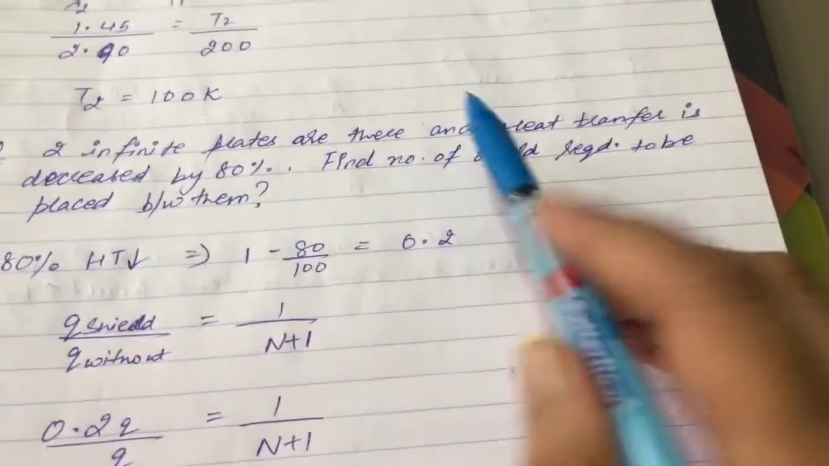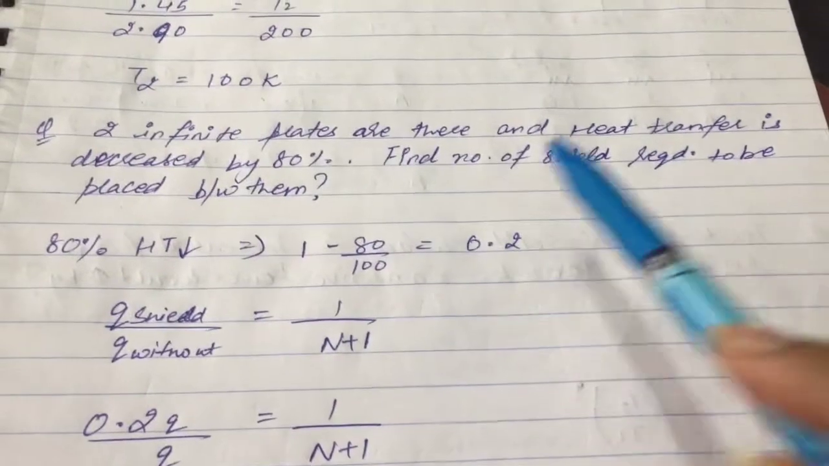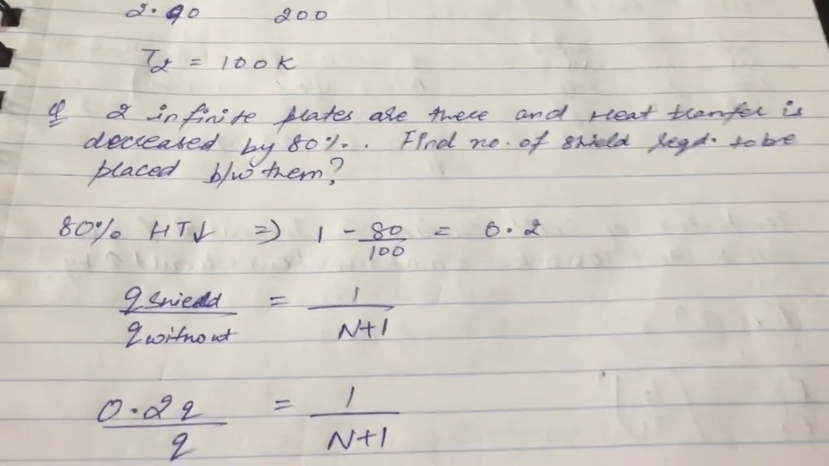Next question is, two infinite plates are there and the heat transfer is decreased by 80%. So we have to find the number of shields required to be placed between them.